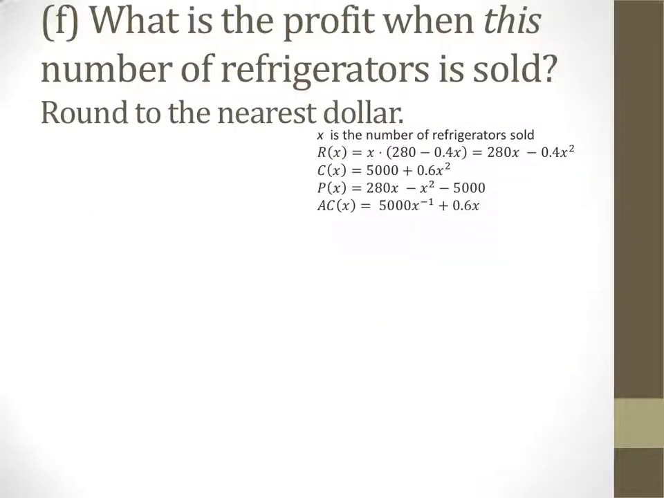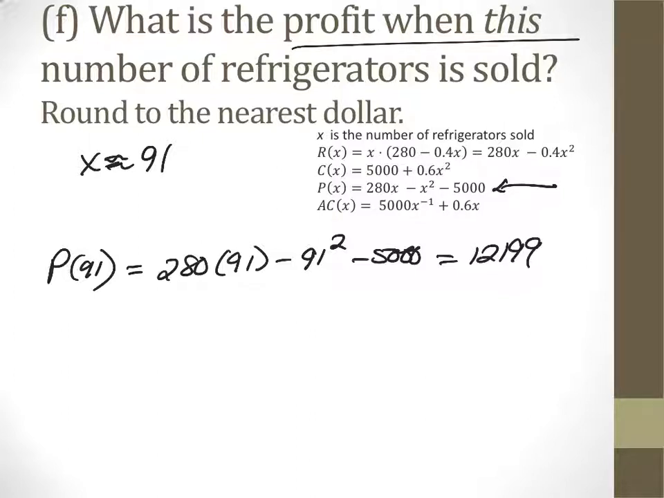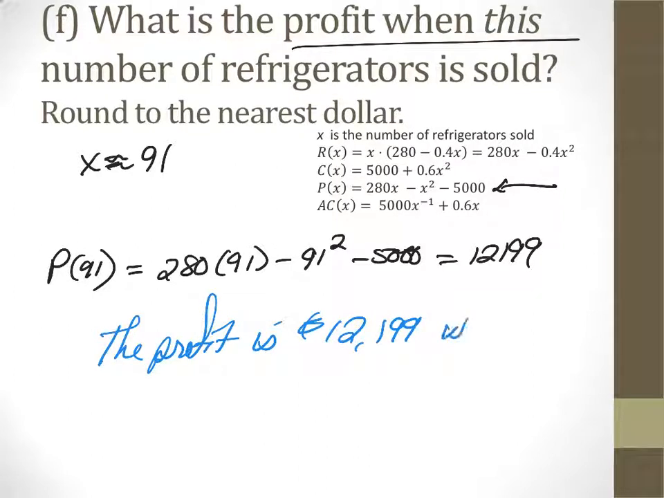What is the profit when this number is sold? So this number is sold. We're still at about 91. And so go ahead and find the profit. Remember, we found this equation at the beginning because we knew we were going to need profit and average cost, so we don't have to go find it again now. 280 times 91 minus 91 squared minus 5,000 is 12,199. So that is telling us the profit is $12,199 when 91 units are sold.